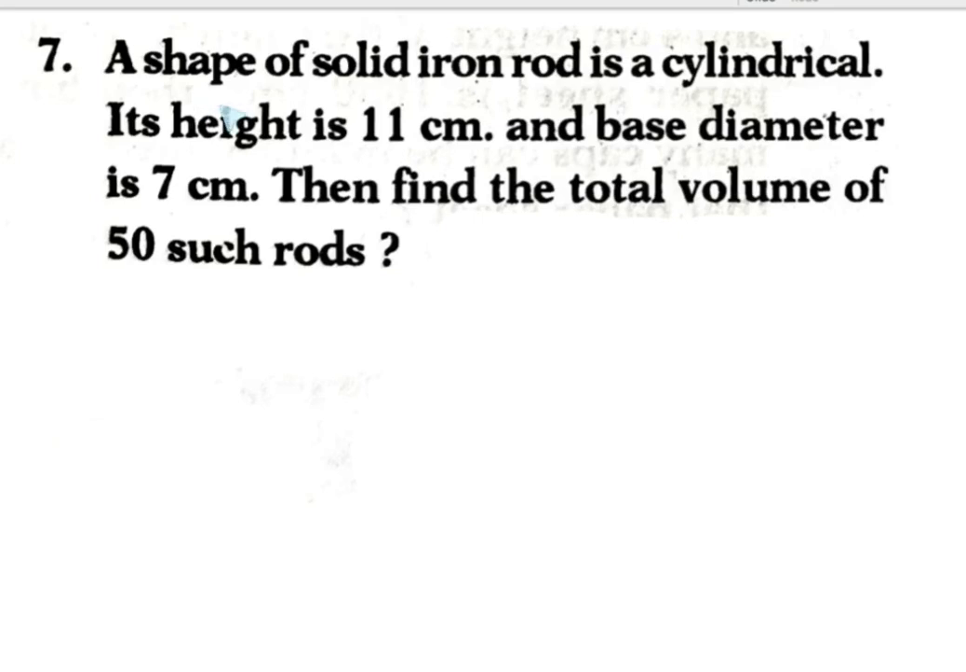Seventh question. A solid iron rod is cylindrical in shape. Its height is 11 centimeters and base diameter is 7 centimeters. Then find the total volume of 50 such rods. Here this iron rod is in the shape of a cylinder.